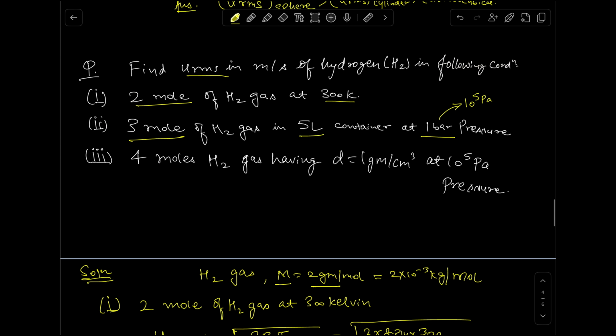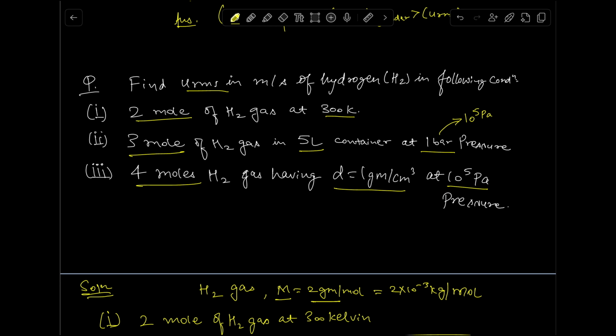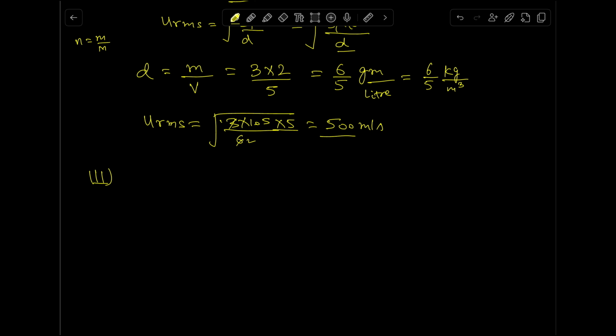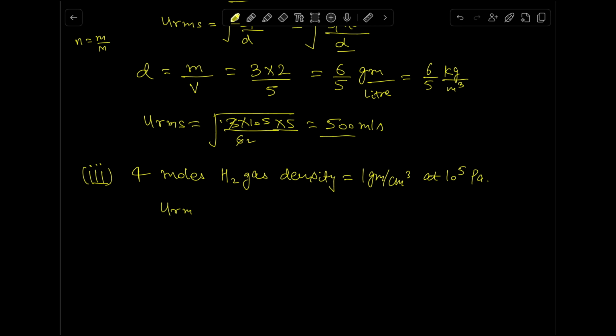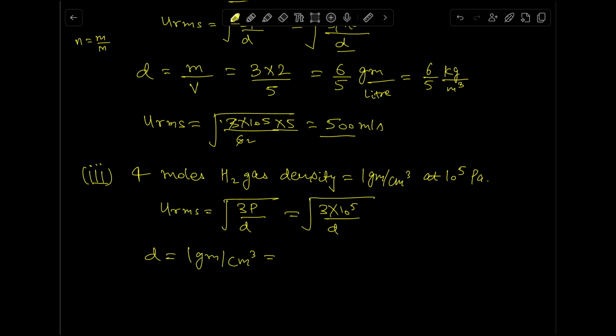Now solving third problem, 4 mole of hydrogen gas having density 1 gram per centimeter cube at 10 raised to power 5 Pascal pressure. So 4 moles hydrogen gas, density is provided, that is 1 gram per centimeter cube at 10 raised to power 5 Pascal pressure. So for uRMS, a different formula will be used here, that is under root of 3P by d. So talking about pressure, that is 10 raised to power 5 Pascal divided by density. Density here is 1 gram per centimeter cube, which can be written as 1000 kg per meter cube, right? Simply put this value over here, 3 into 10 raised to power 5 divided by 1000. It will come out to be 17.32 meter per second. So this will be our answer.